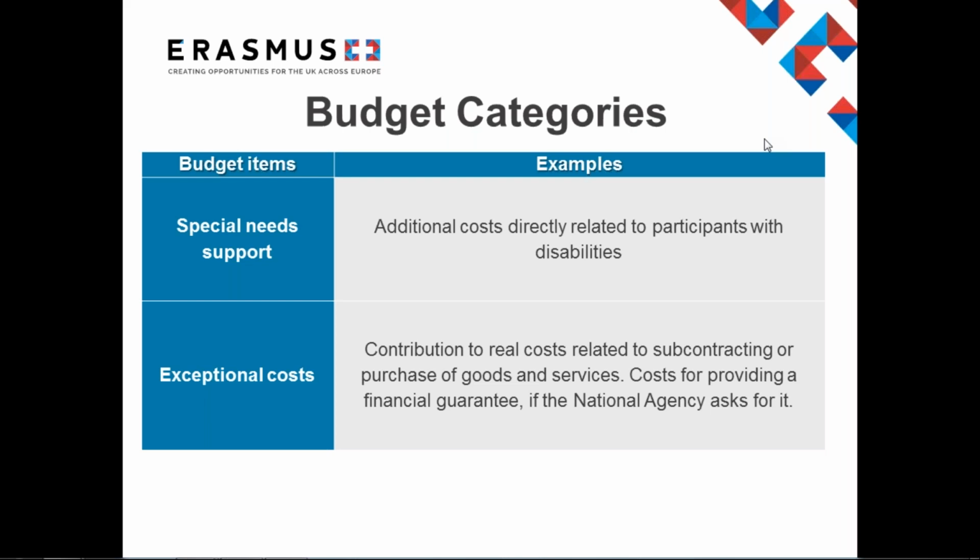The request for financial support to cover special needs support must be motivated and explained clearly in the application form. Disability is defined on page 10 of the 2019 Programme Guide. Special needs support cannot be claimed for after the application stage, so you must claim for it in the application if you think there is a high possibility it will be needed to support participants with disability to take part in a mobility activity.